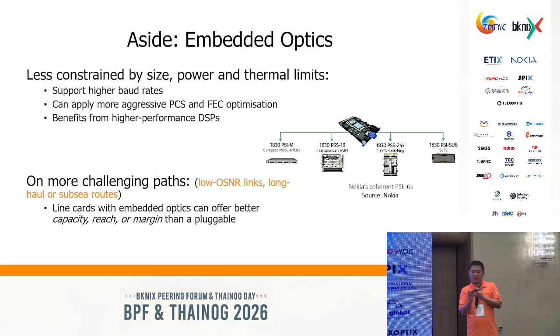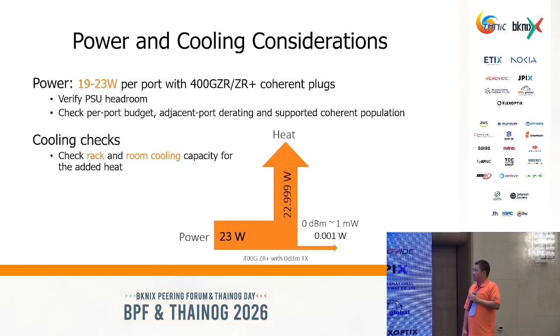Remember, coherent plugs go into your routers and switches. That's why they have thermal limits, right? You can't just keep consuming so much power and melt your whole switch and router. But with embedded optics, these are purpose-built transport equipment. They have higher tolerance. You can run those algorithms a bit more aggressively, right? So embedded optics still have their place. Right? What else to consider?